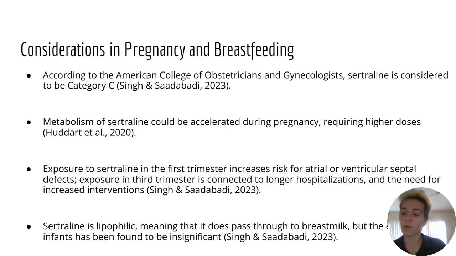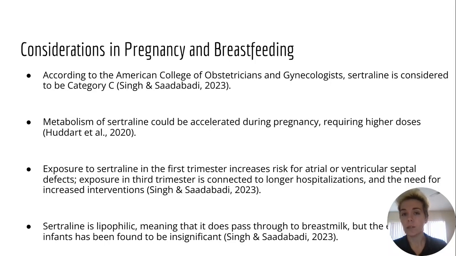Next, we'll talk about the use of sertraline in pregnancy. The risks presented to the fetus change throughout pregnancy, and according to the American College of Obstetricians and Gynecologists, sertraline is considered to be a Category C drug. According to Singh and Sadabadi in 2023, early in pregnancy, sertraline use is connected to an increased incidence of heart defects, including atrial or ventricular septal defects.